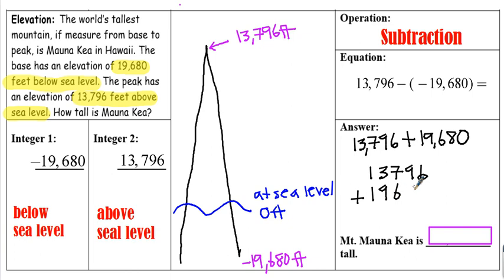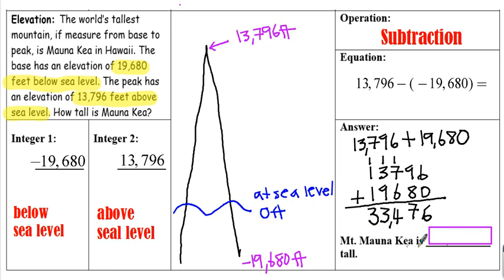Let's show our work. If you add them together, 6 plus 0 is 6. 9 plus 8 is 17, so 1 goes up, carried over. 1 plus 7 is 8. 8 plus 6 is 14, so 4 here, 1 on the top. 1 plus 3 is 4. 4 plus 9 is 13, so carry 1 over again. 1 plus 1 plus 1 will give us 3.